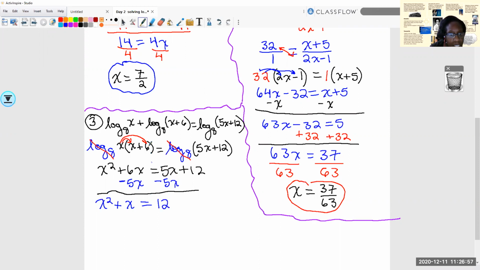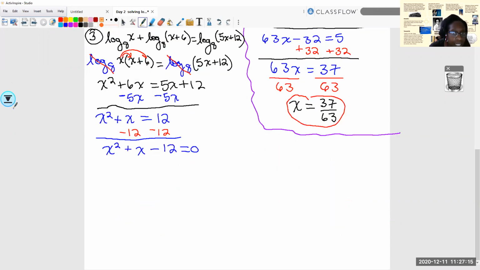Remember, plus its opposite is 0. Take away 12 on both sides. And we get x squared plus x minus 12 equals 0. Okay, how do you solve quadratic equations? You factor. And we'll get this.